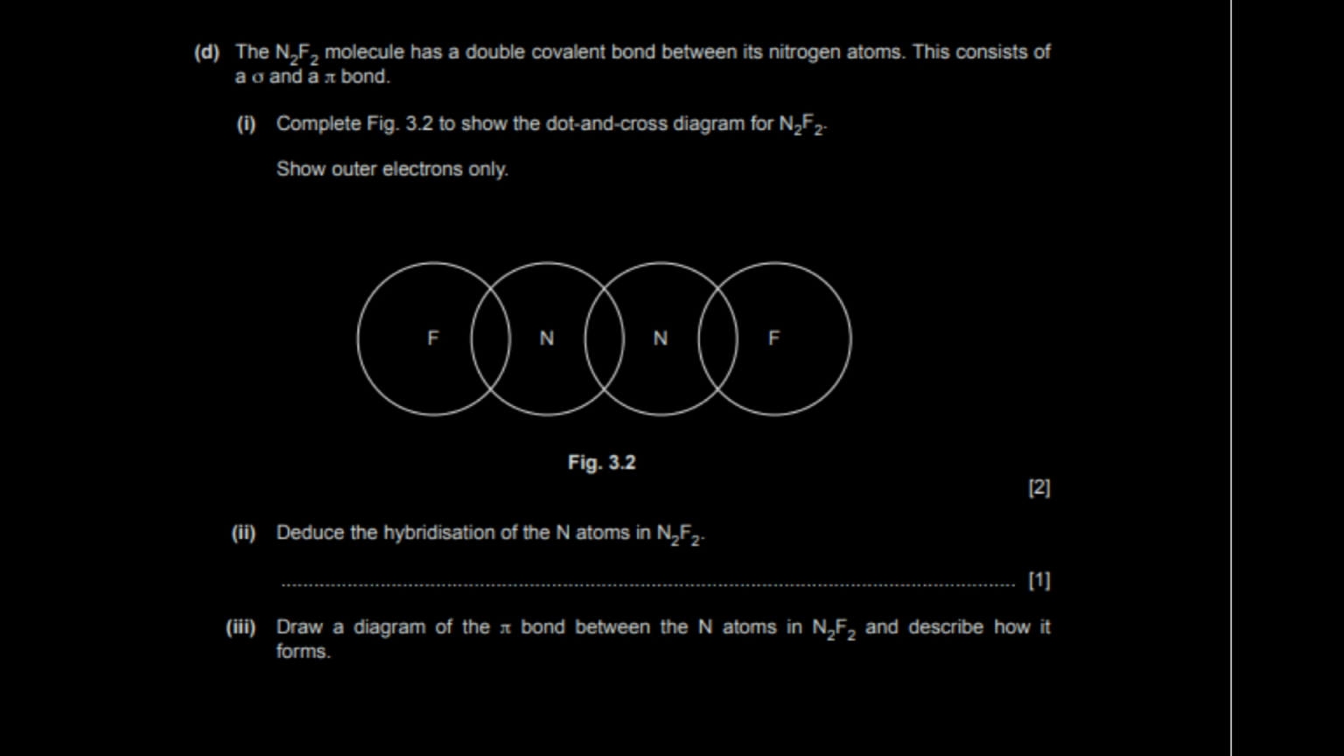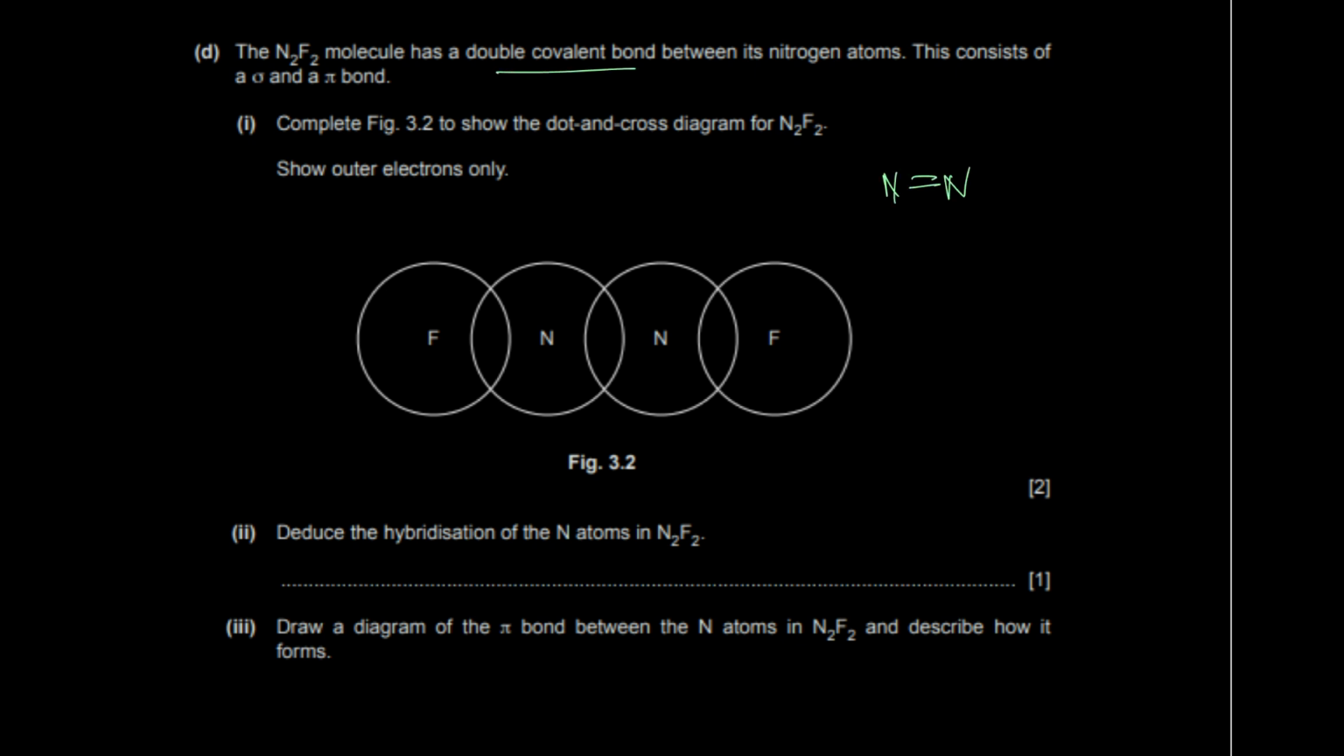The N2F2 molecule has a double covalent bond between its nitrogen atoms. This consists of a sigma bond and a pi bond. Complete figure 3.2 to show the dot and cross diagrams between N2F2. So how would I complete this? He's saying it only has a double covalent bond between nitrogen.